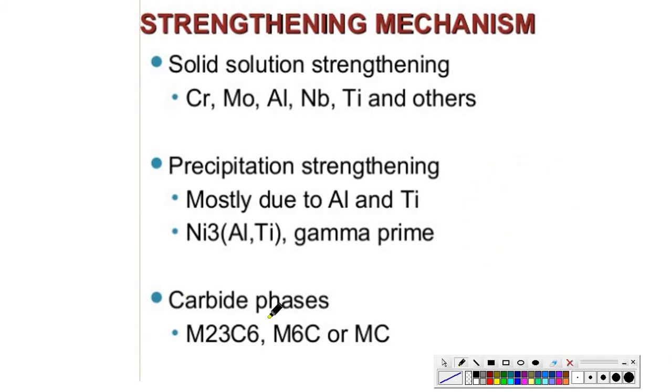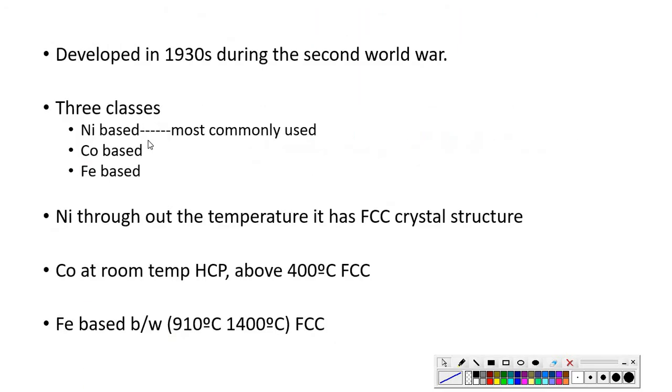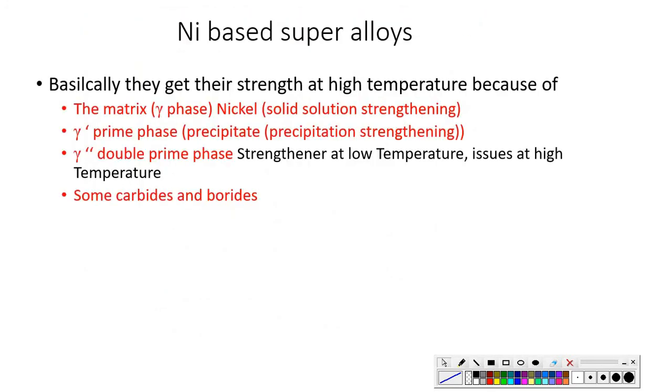And the third one is the carbide formation. The M23C6, M6C or MC type of carbides are formed along the grain boundary, which also increases the strength of the nickel-based superalloys. Okay. So here I am only explaining the nickel-based superalloy because nickel-based superalloys are commonly used in modern engineering applications. So this is what I explained, the three reasons for the strength of the nickel-based superalloys.